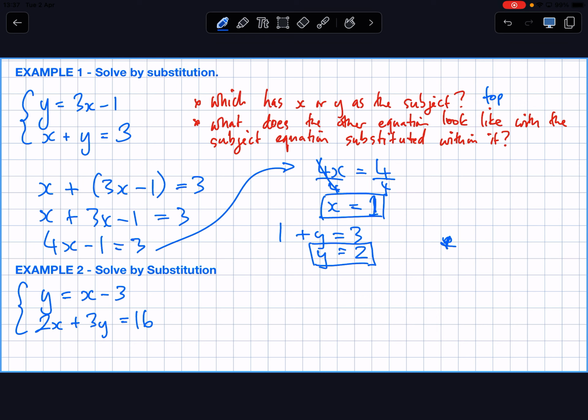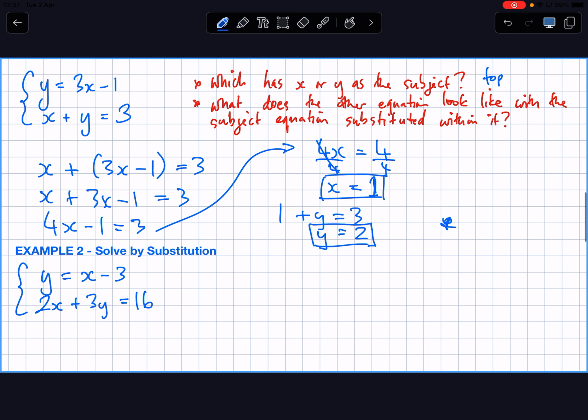Top or the bottom is 50%. Top, and I'm going to shove that into the bottom one using brackets. So, you're told that y is equal to x take 3. So I'm going to go 2x plus 3, and in brackets, put the top equation in, is equal to 16.